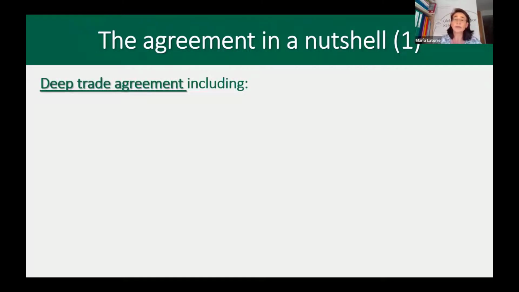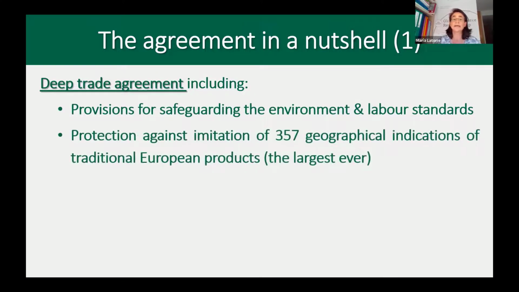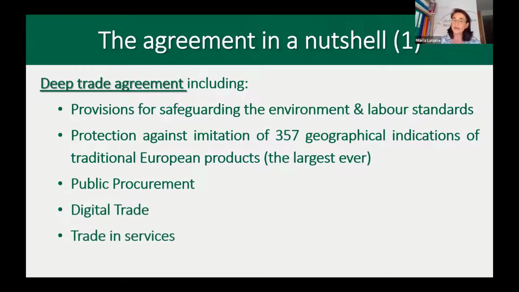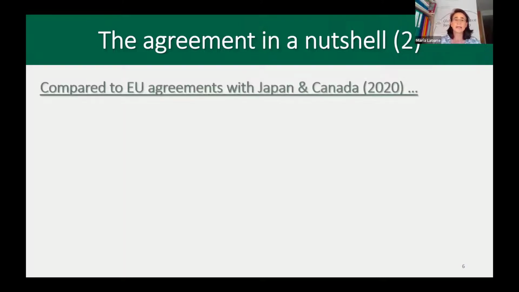This is a deep trade agreement. It includes provisions for safeguarding the environment and labor standards. It offers protection against imitation of 357 geographical indications of the EU traditional products. It's the largest ever in a European agreement. It covers public procurement, digital trade, trading services, foreign direct investment, and many other important and new things.